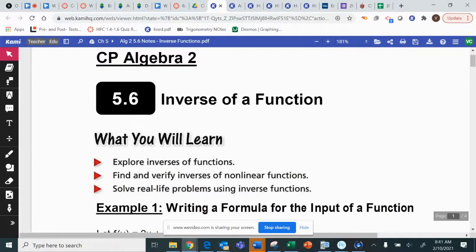Okay, the last section of chapter 5 is called inverse of a function. This is the last section of chapter 5. Inverse of a function.